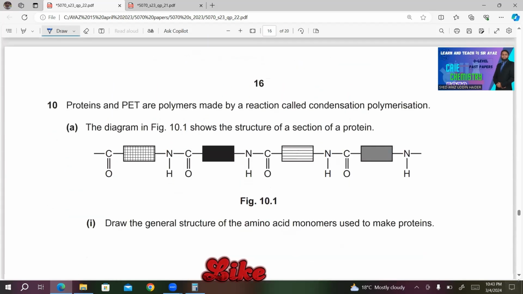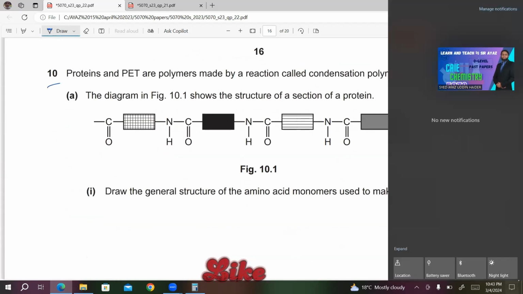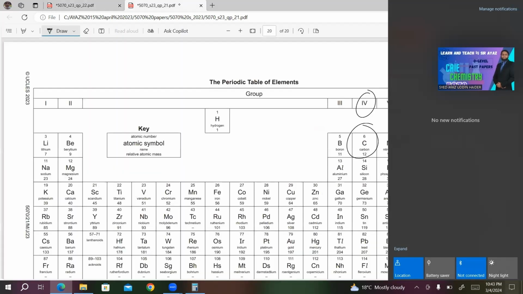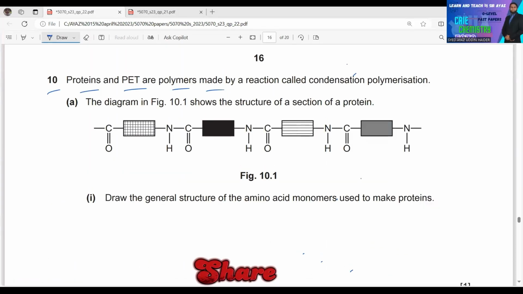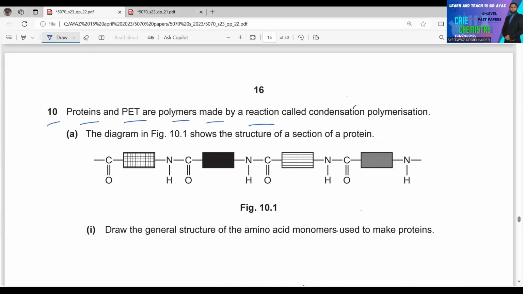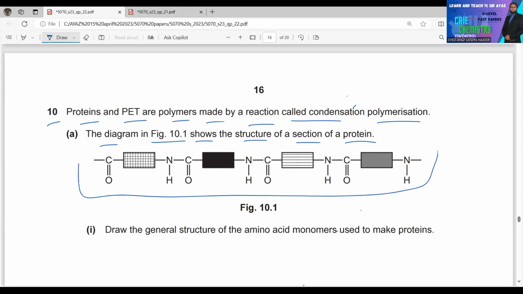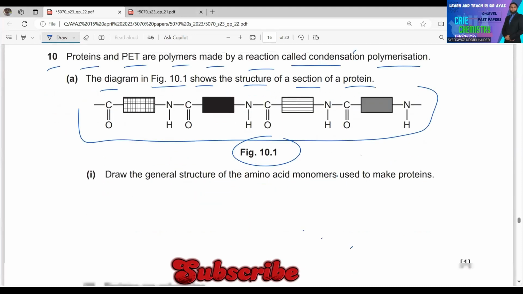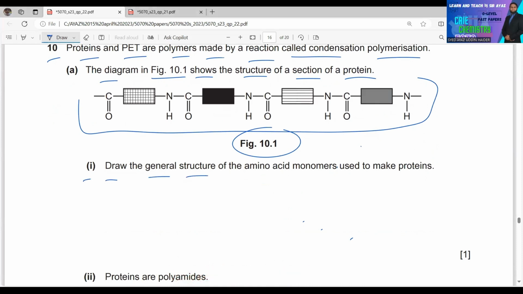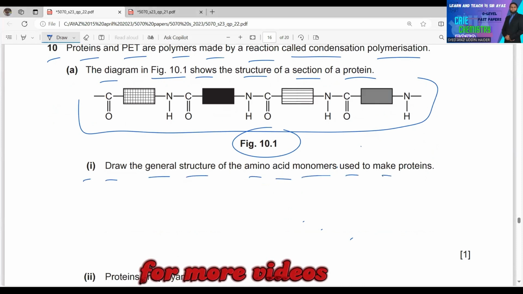Moving to next question. Number 10. Proteins and PET are polymers. Proteins are polymers made by a reaction called condensation polymerization. The diagram in figure 10.1 shows the structure of a section of a protein. This is a structure of protein, figure 10.1. One, draw the general structure of the amino acid monomers used to make proteins.